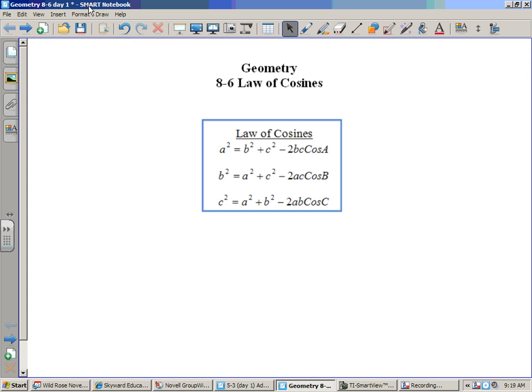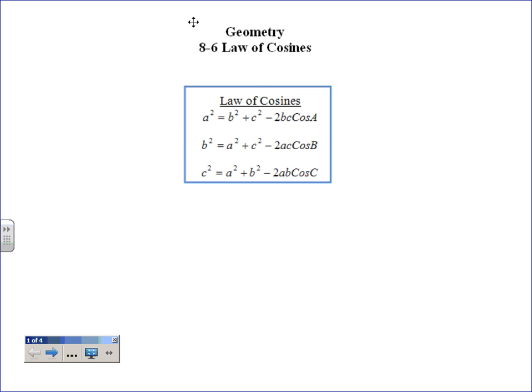At first glance, law of cosines can seem very intimidating. Yes, there are 3 versions, but you notice this one basically just has little a by itself. This one has little b by itself. That one has little c by itself.